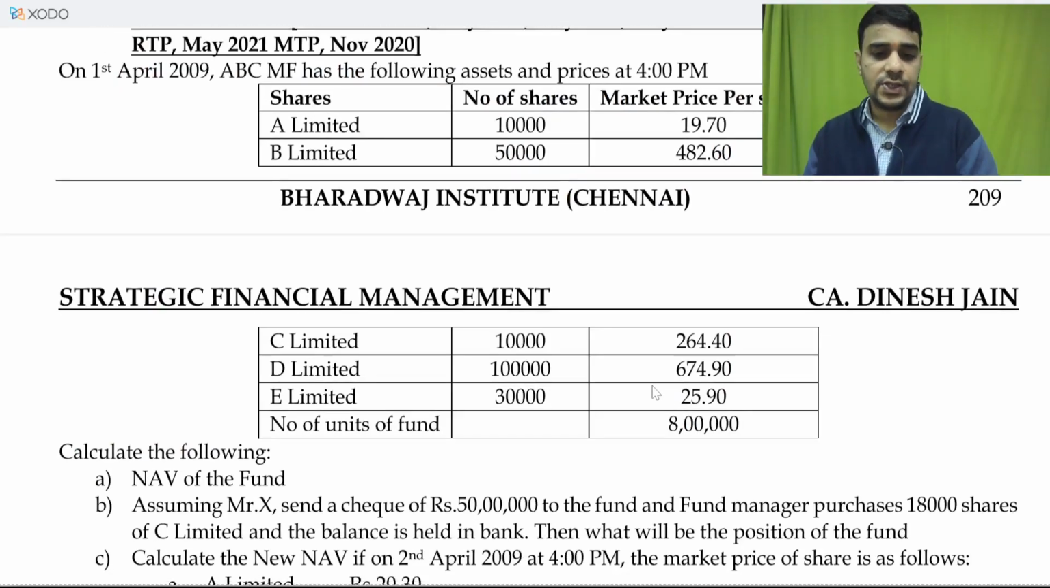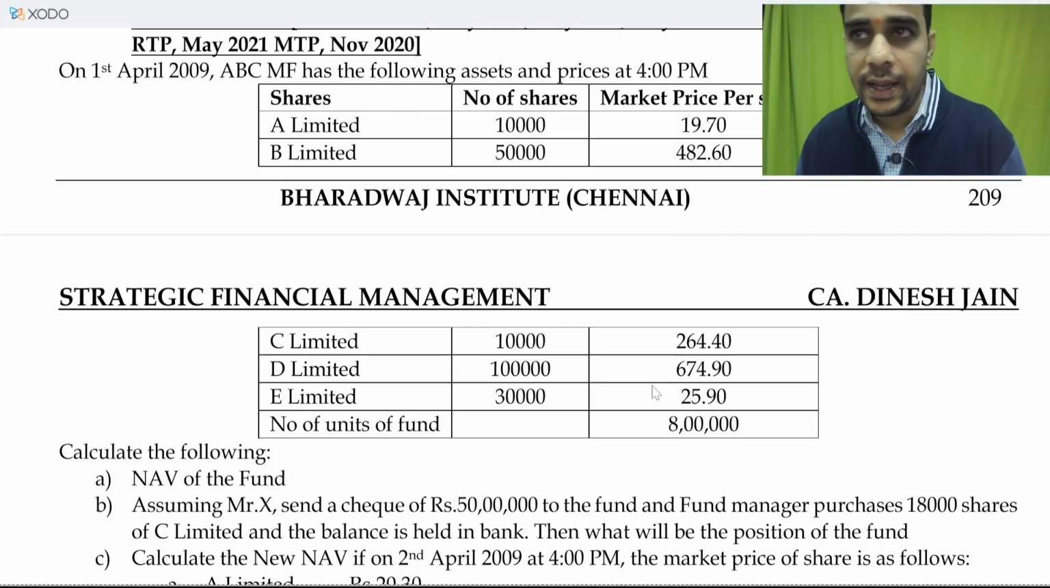Assume Mr. X sends a check of 50 lakhs to the fund manager, and the fund manager purchases 18,000 shares of C Limited. Balance is held in bank. What will be the position of the fund? Now somebody is going to make an entry into the mutual fund. So I am going to allot units to him at the NAV which I have calculated.